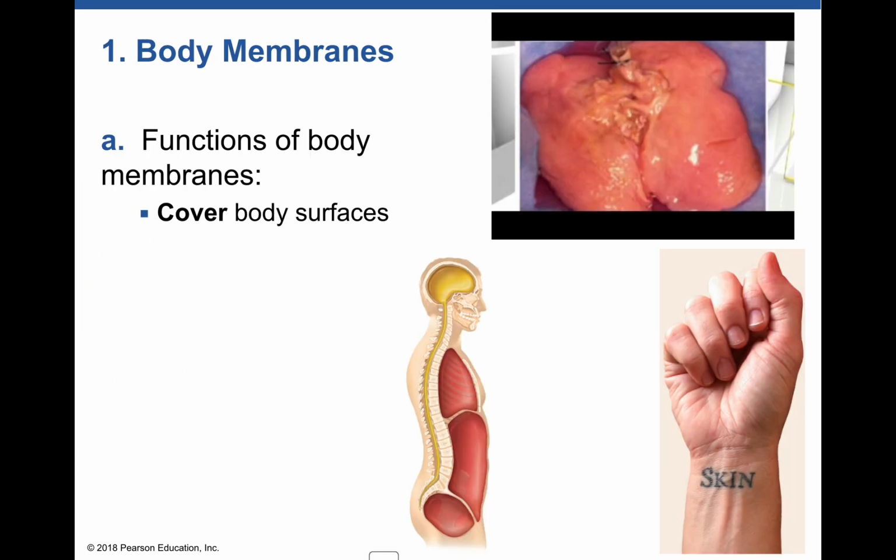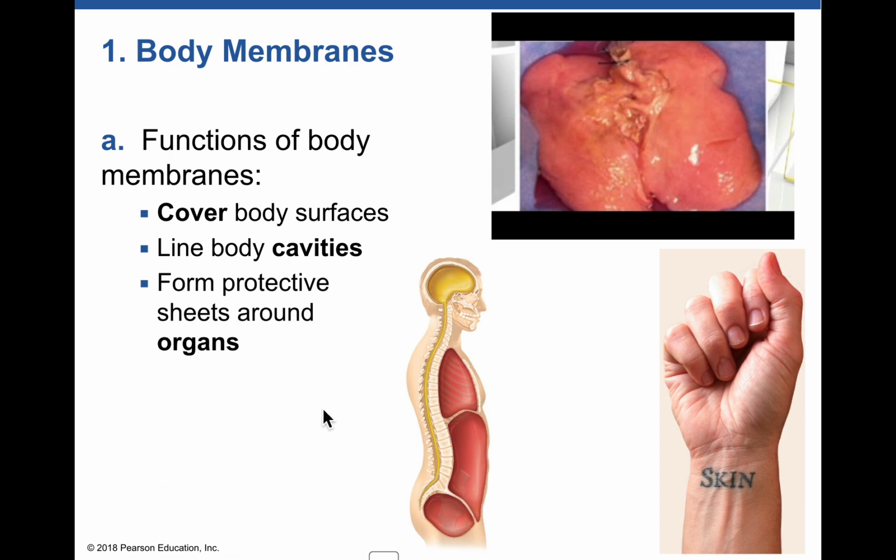Body membranes cover your body's surface, and they also line body cavities, and they form protective sheets around organs. They line body surfaces. Here is a membrane that is your skin. It's covering your body surfaces. They line body cavities. Here's a cavity in your body. Remember the cranial cavity and the spinal cavity, the thoracic cavity, the digestive cavity, and the pelvic cavity. Lining those cavities are membranes. And they also form protective sheets around organs, in this case, the liver.